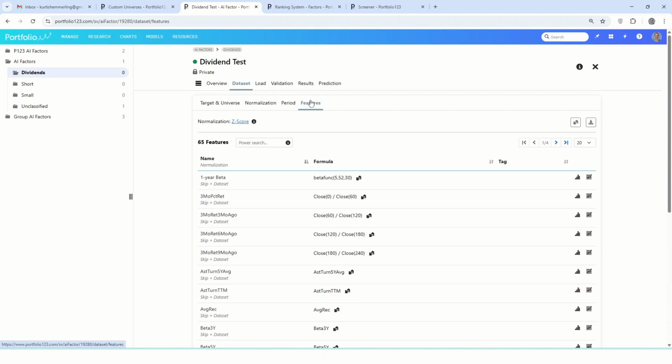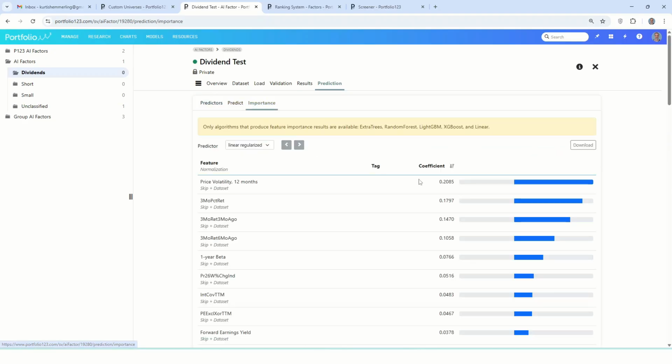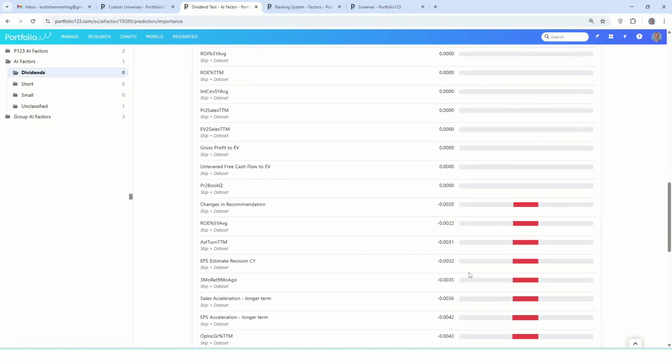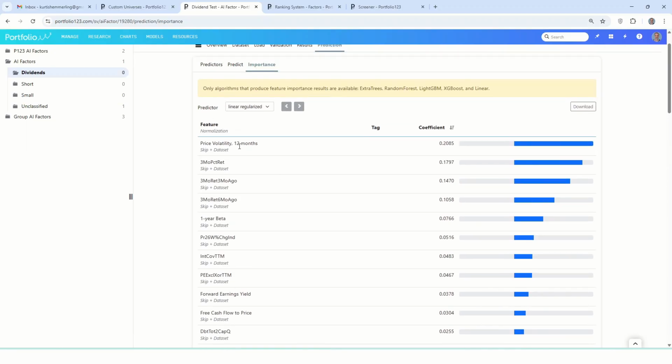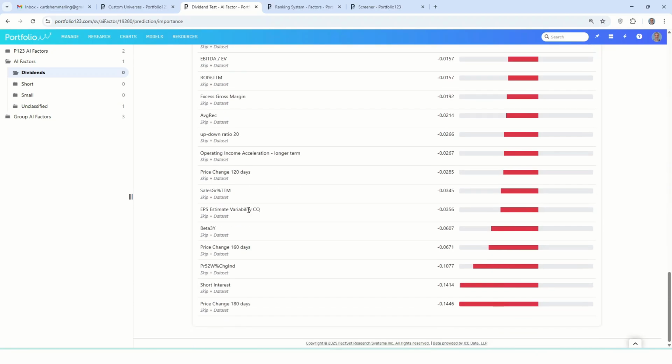I then run this over a 20-year period, and I can look at prediction and importance. It shows all the features, the factors, and how they're correlated to returns. We have both positively correlated, and if we scroll down, negatively correlated to returns. Looking at the positive correlation, we have momentum, low volatility, interest coverage, and valuation: trailing PE, forward earnings yield. Let's scroll down to the factors that lead to underperformance: low price momentum, both in the stock and industry group, high short interest, and high beta.